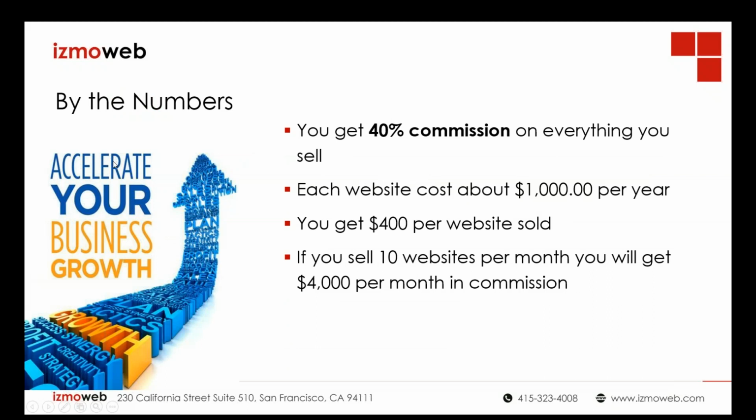How does it work for you guys, though? So really, that's what you're here for. You're not here just to help people, although that's nice. You get 40% commission on everything you sell. The websites are roughly about $1,000 per year, so you'll get about $400 per year. 10 websites is $4,000 a month.